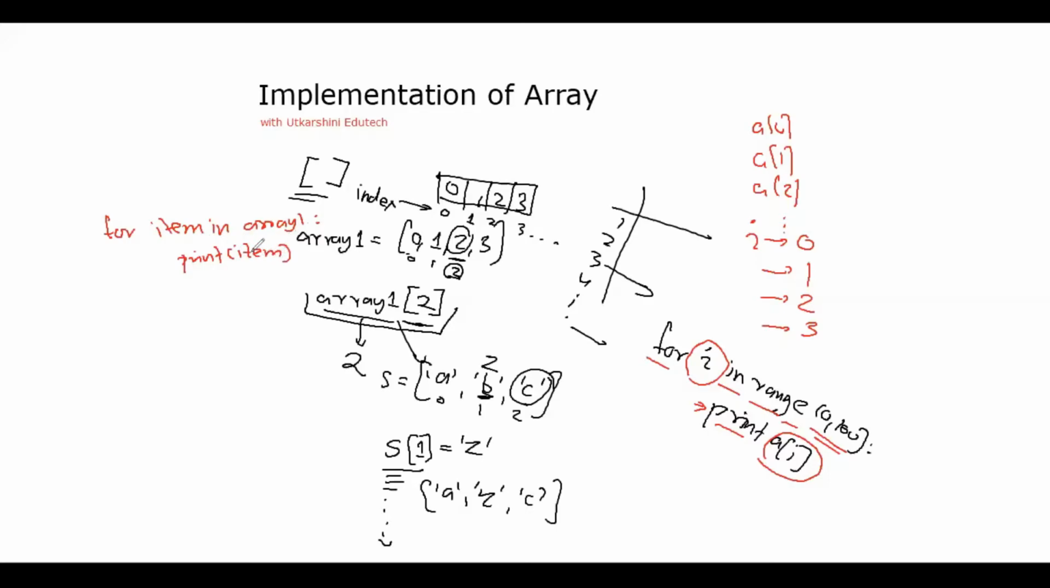Now, if you see this, this particular item is not having the values of the index anymore. It is actually taking the value of the items inside an array. So item will first have the value of 0, and then it will enter this particular block of code. There can be more lines here with item's value being 0, and it will run all the code.